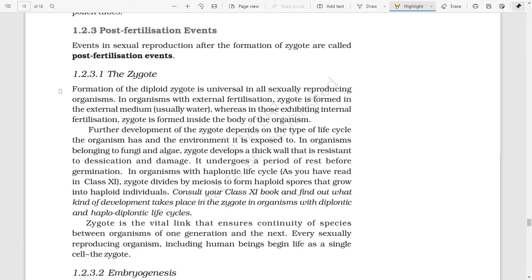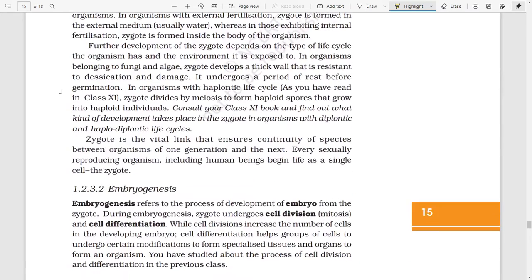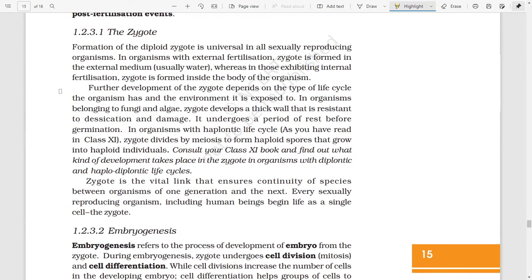Post-fertilization events in sexual reproduction are the events after formation of the zygote. What is a zygote? Formation of a diploid zygote is universal in all sexually reproducing organisms. In organisms with external fertilization, the zygote is formed in an external medium, usually water, whereas in those exhibiting internal fertilization, the zygote is formed inside the body of the organism.